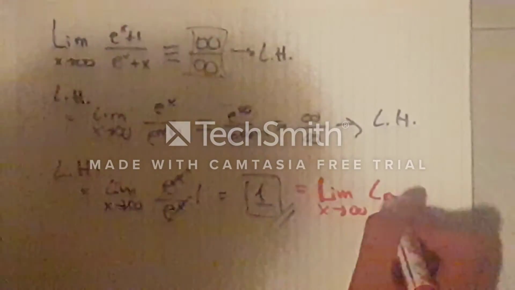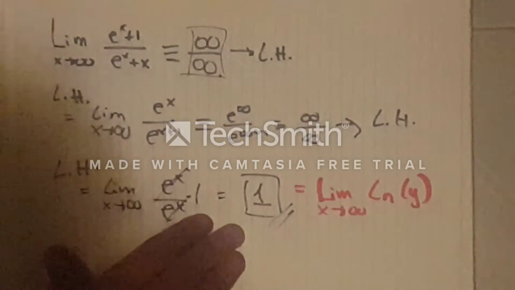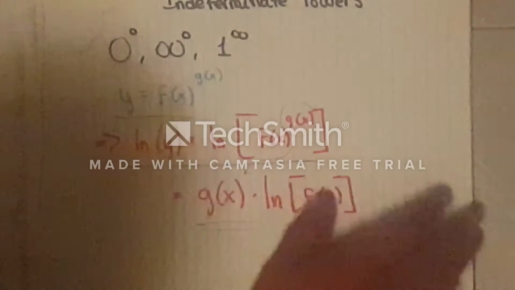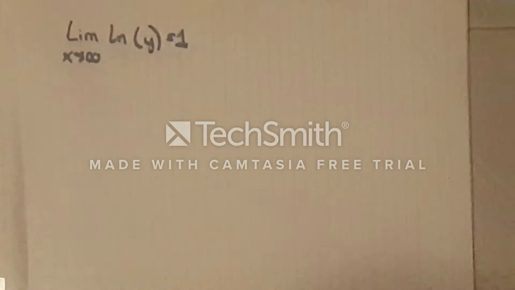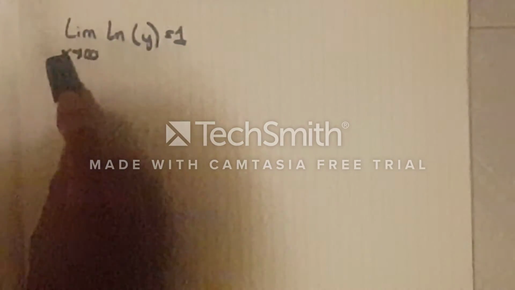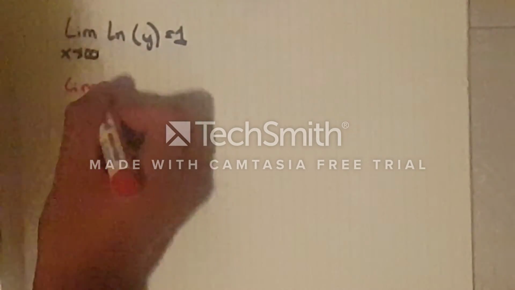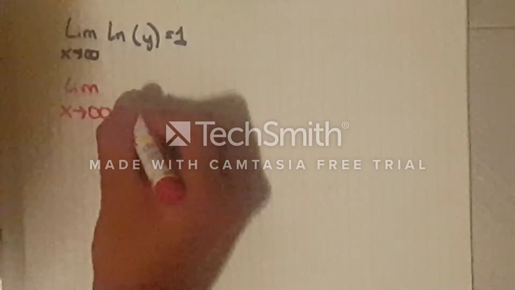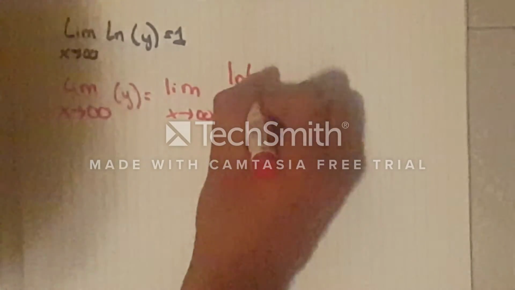But this is only the natural logarithm of y. So we should continue with the process. We already know that the limit when x approaches infinity of natural logarithm of y is equal to 1. So we should use this answer in order to know the limit when x approaches infinity of only y. So this is equivalent to writing the limit of x approaches infinity of e to the natural logarithm of y.